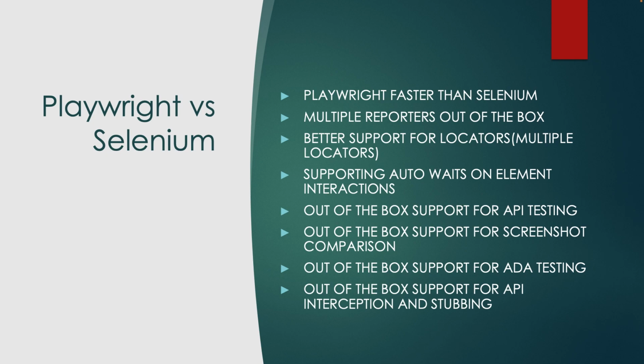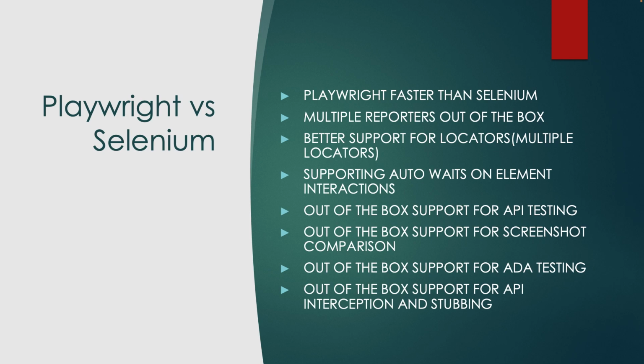Also, Playwright has better support for locators. You can use multiple XPath and multiple CSS locators, and in Selenium you can't. Also, Playwright has auto waits out of the box, which means when certain actions are being taken on an element, like clicking or entering text into a text field, Playwright will wait for the element to be in the DOM, visible, and interactable before performing any action.